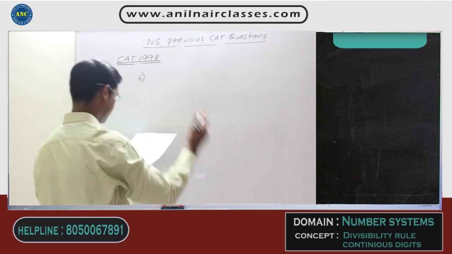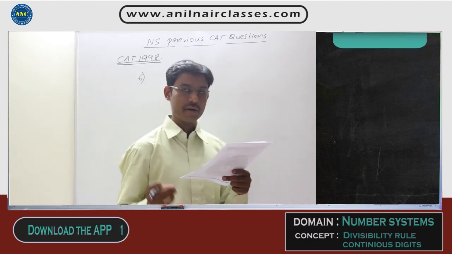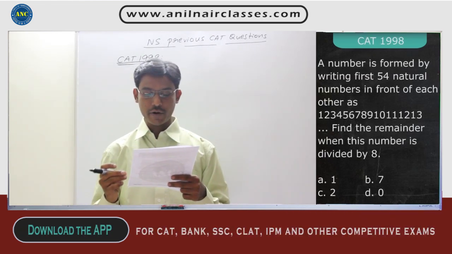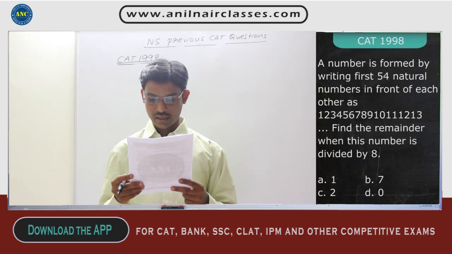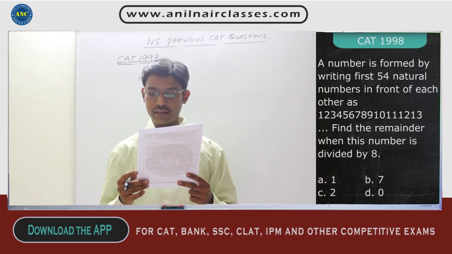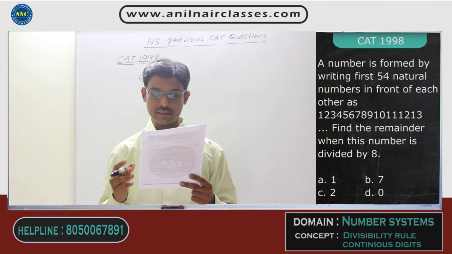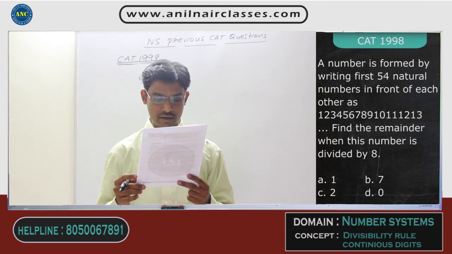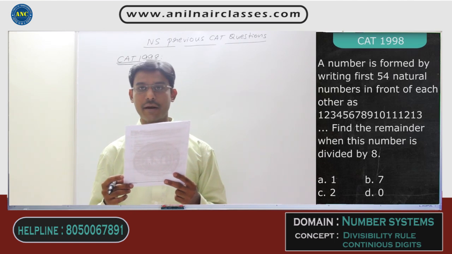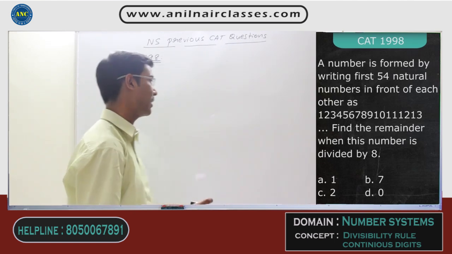Now see here. 6th question. A number is formed by writing the first 54 natural numbers in front of each other as 1, 2, 3, 4, 5, 6, 7, 8, 9, 10, 11, 12, 13, 14, etc. Your question is, find the remainder when this number is divided by 8. Right? Find the remainder when this number is divided by 8.